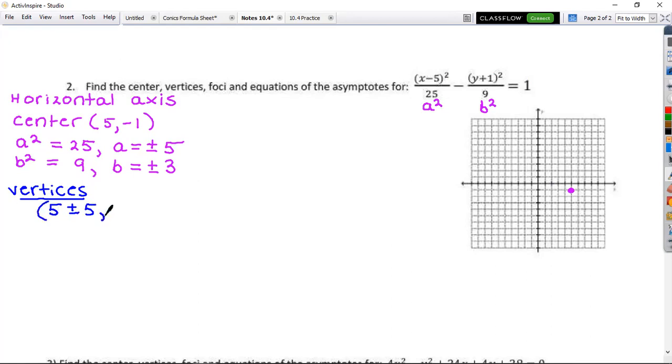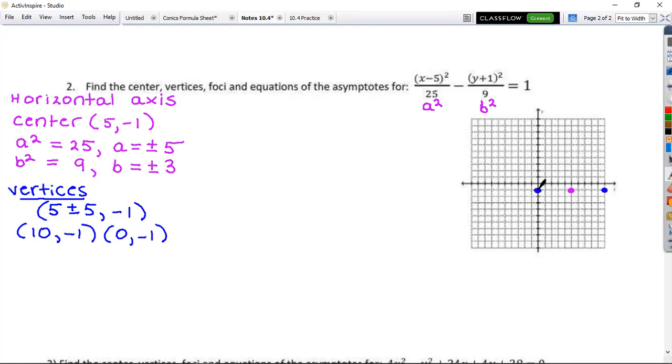And then you're going to keep your y value the same. So your vertices should be located at (10, -1) and (0, -1). Or again, if you want to just do it based on your picture, all you do is go over here and you go 5 to the right, 5 to the left. So here and here. Nice to have 2 different options.